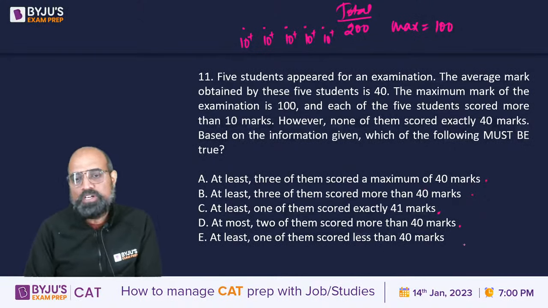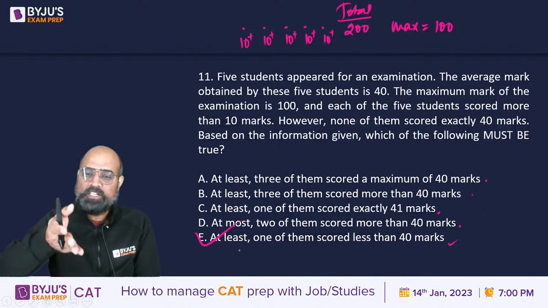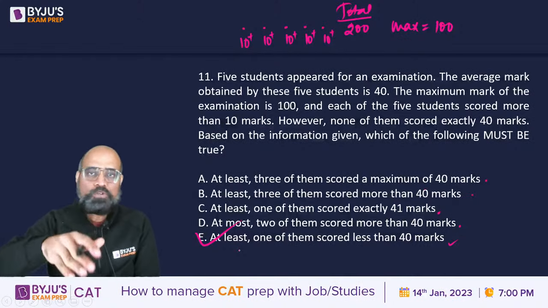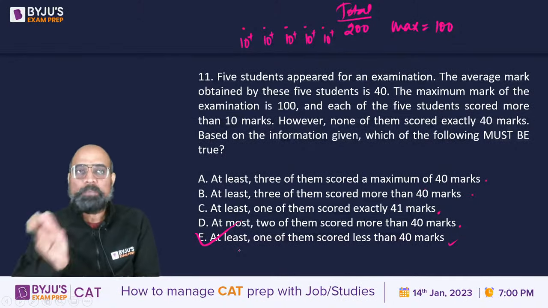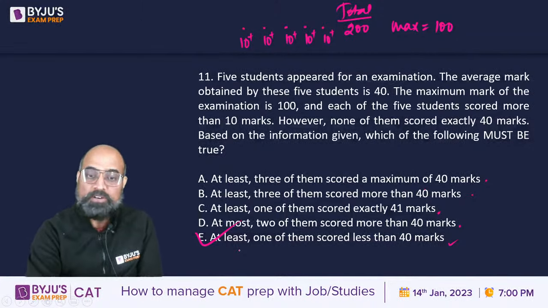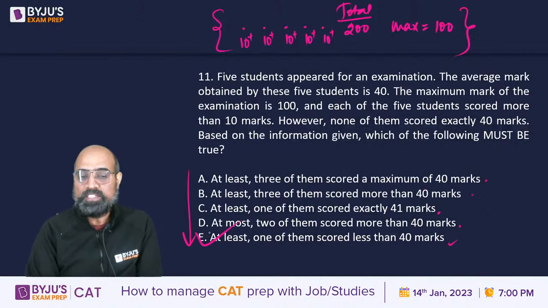At least one of them scored less than 40 marks. Obviously. If you want the average to be 40 and if 40 is not allowed, then some people will get less than 40 and some people will get more than 40. How many people will get less than 40? At least one will, right? So you don't have to do any calculation if you actually go through all the options and read.